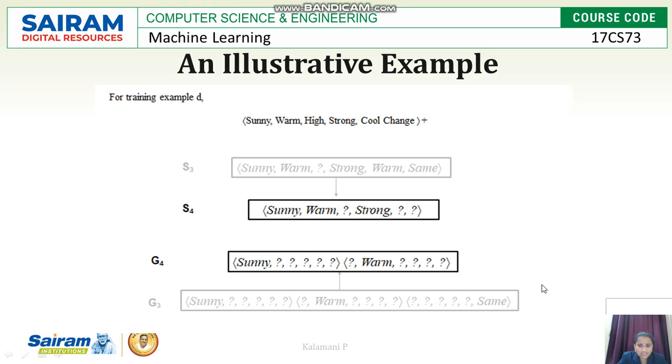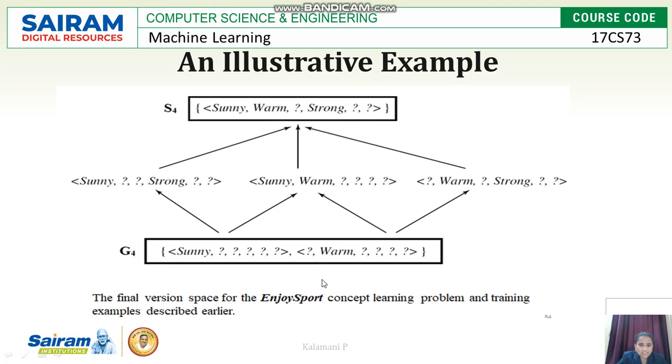From that, this is G3, this will be eliminated and it will move to G4. So now we are having S4 over here, then G4. From that, S4 is moving towards the general, specific to general. Here we are moving from general to specific. Okay, so from here we are taking sunny, then question mark, then strong it can take the value, then question mark. Along with that, other attributes we have to check, make it more general, and so on. This is the thing.